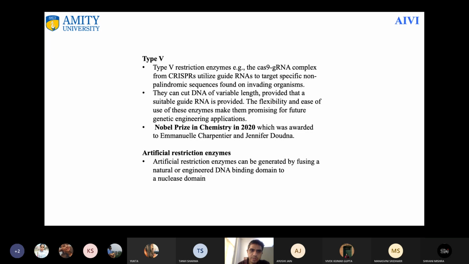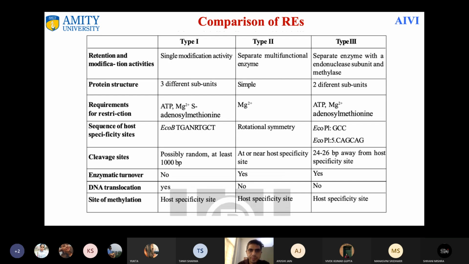Then the sixth type is going to be your artificial. Artificial means we design it as of our choice. We design it if we want to recognize this sequence and this location. On that basis, you can design it. You can engineer them. So the recombinant DNA technology based enzymes come under the class 6 that we call the artificial enzymes.